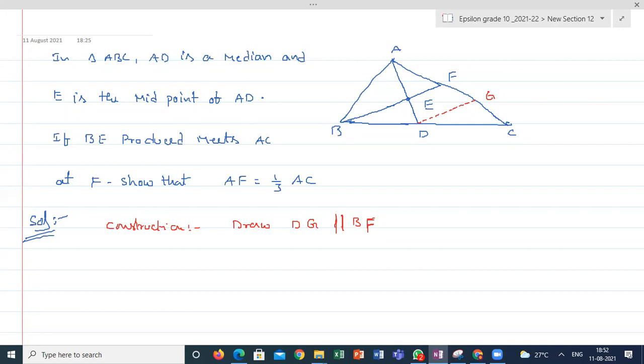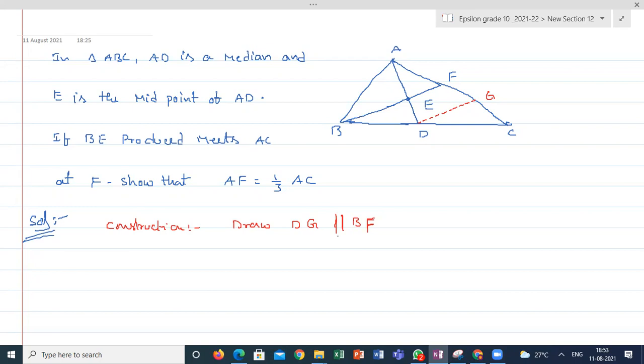Guys, anyone having any clue? Solve the question after this. What is meant by median? Anyone? Median means what is the data you given? AD is the median. That means what?